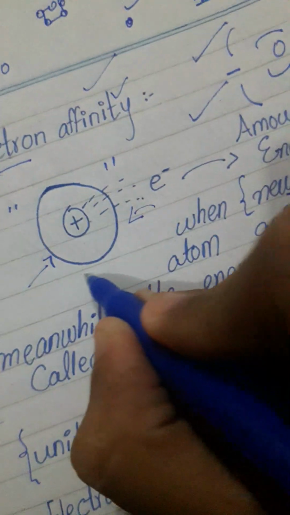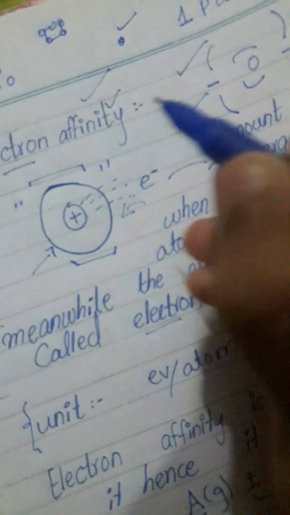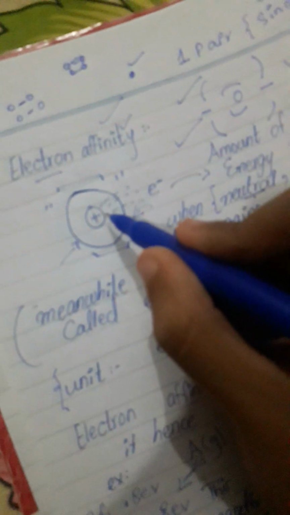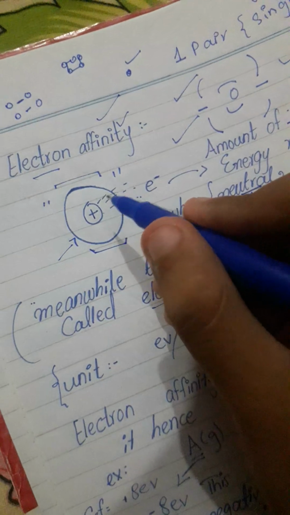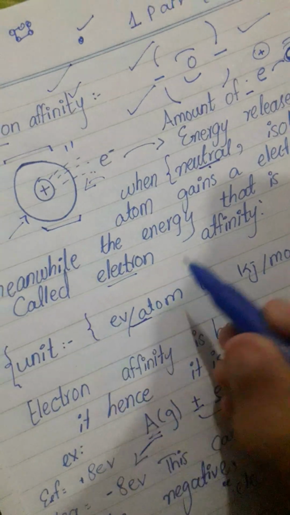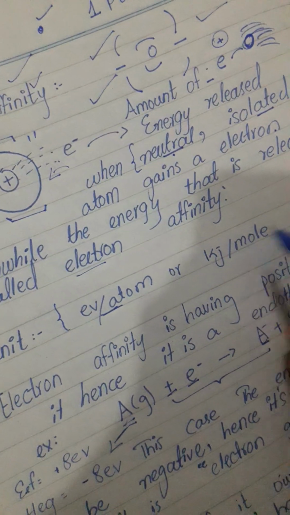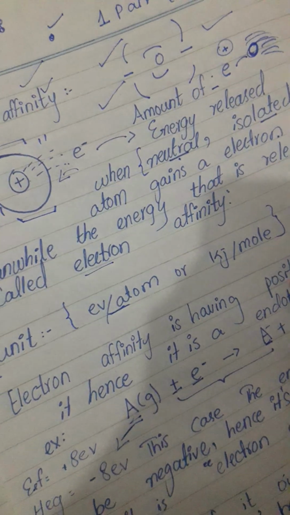Here you can see the structure of this as well. Not a formula, but a structure. We are not having any type of formula in it, but a unit. You can see here, we are having a unit, that is electron volt per atom, or you can simply call it kilojoule per mole. So that is how we describe our unit.